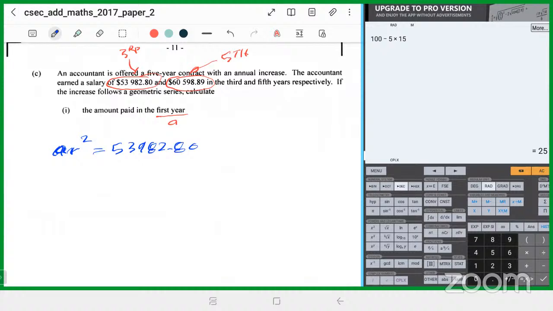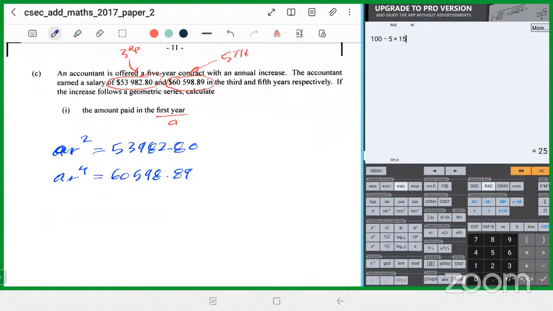53982.80. And then this is the fifth term, which is AR to the fourth power. So AR to the fourth power becomes that second figure, 60598.89. Note all of them are whole digits there. So you're solving these simultaneously.